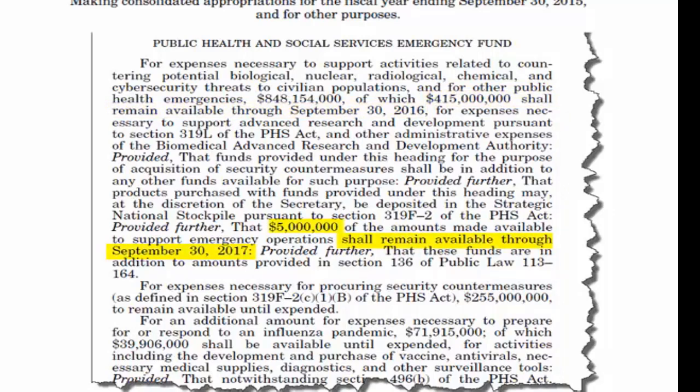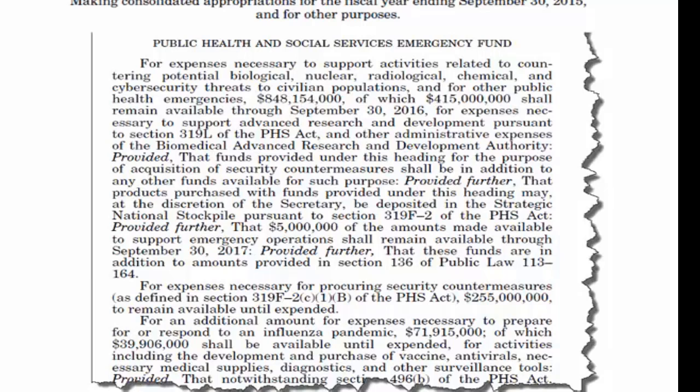Note also that $5 million for emergency operations shall remain available through September 30, 2017. These funds are available for 3 years. The $255 million for security countermeasures is to remain available until expended. That means there's no time limit on the availability of these funds. $39,906,000 of the influenza funding is also available until expended. So, how much of the appropriations made to the Public Health and Social Services Emergency Fund in 2015 are annual funds? How much is no year?